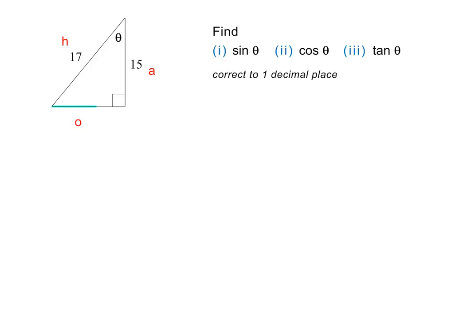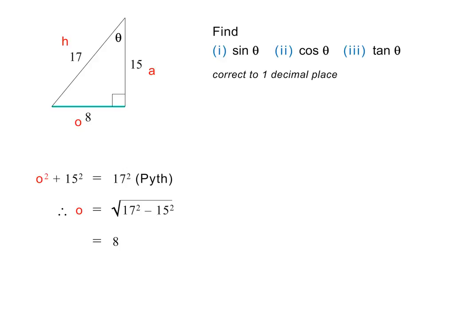The length of the opposite side has not been given. Now what? Because this is a right-angled triangle, we can use Pythagoras to find the length of O. We can write that O squared plus 15 squared equals 17 squared, which means that O is equal to the square root of 17 squared minus 15 squared. This gives an answer of 8, which we write in on the triangle.